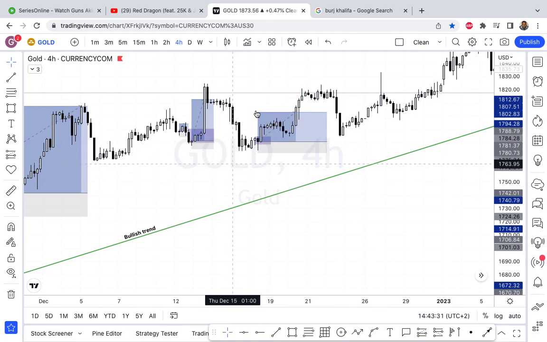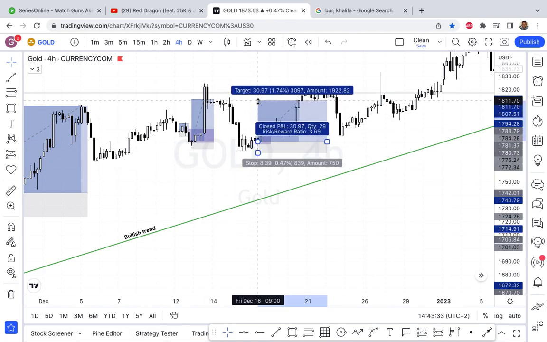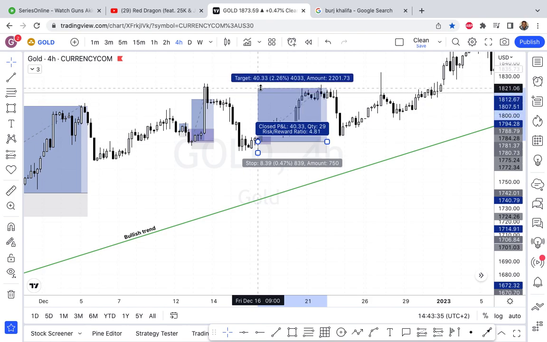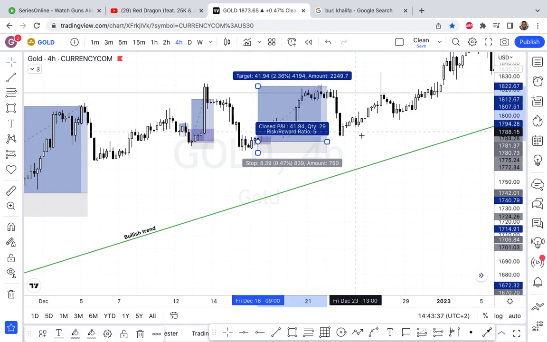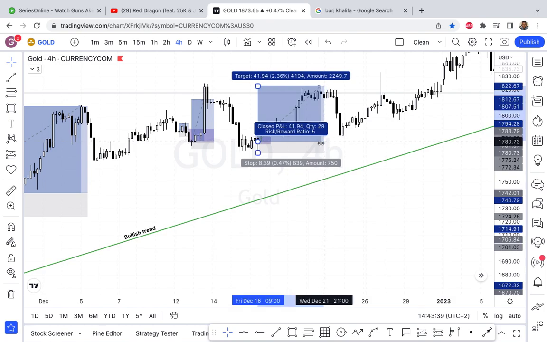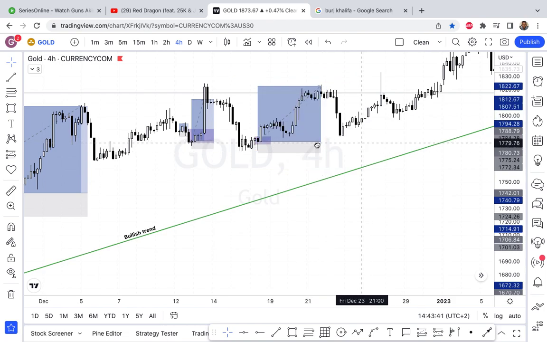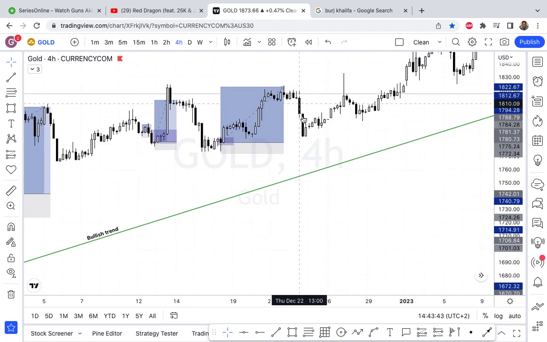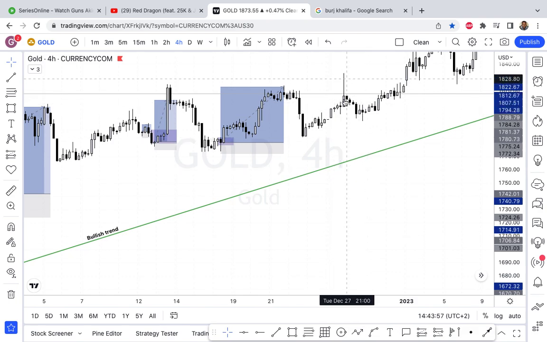Entry would have been here. Profit ratio 1 to 5 in the money. Cool. Pull back, pull back, pull back. Nothing given here. Nothing presented. Something presented over here, but it was going to stop us on break even, obviously. This closed within break even.